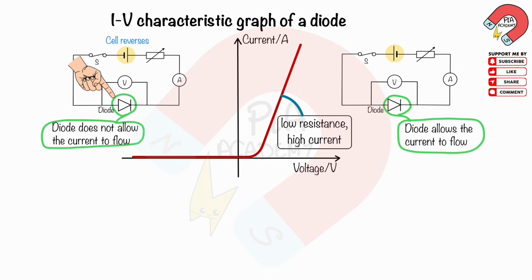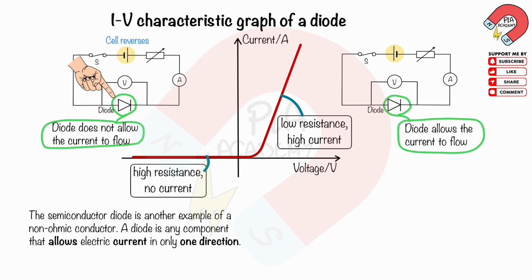This side shows that the diode allows the current to flow through the circuit, resulting in high current, and the resistance of the diode is very low. This side shows that the diode does not allow the current to flow through the circuit, resulting in zero current, and the resistance of the diode is very high. So, we can conclude that the semiconductor diode is another example of a non-ohmic conductor.